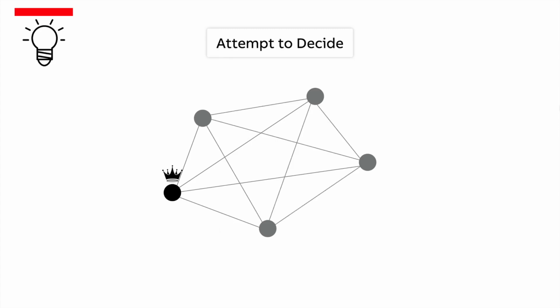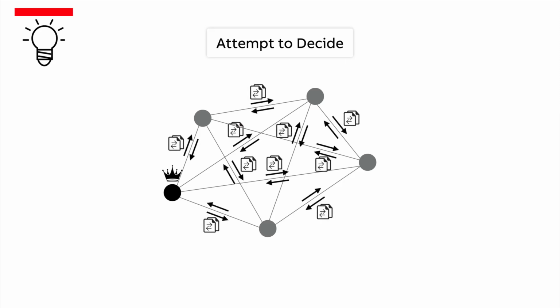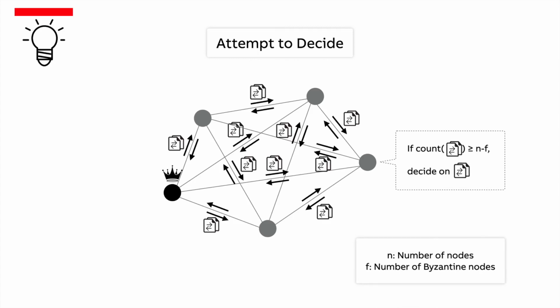The second stage of the algorithm is called attempt to decide. In this stage, every node broadcasts the batch that it currently endorses, and each node collects all the endorsements. Now, if an honest node receives a batch at least n-f times, where n is the total number of nodes and f is the number of Byzantine nodes, it decides on this batch. So, as we can see, the nodes can already decide after the second communication round.